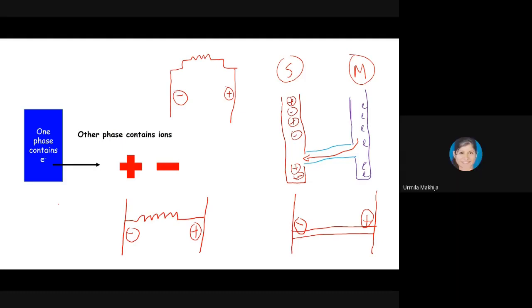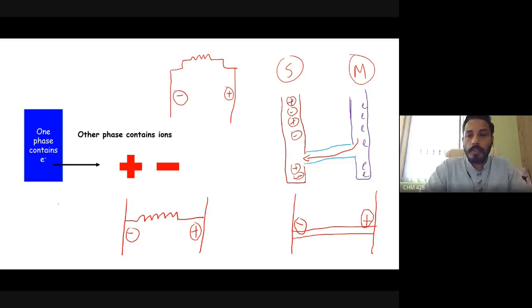You said that this is a resistor. How did you say that? Because it allows the passage of electrons. So it's a conductor. It conducts electrons. So it has to be a resistor. If the other one is a capacitor, this has to be a resistor.